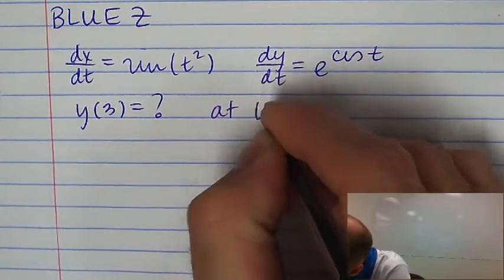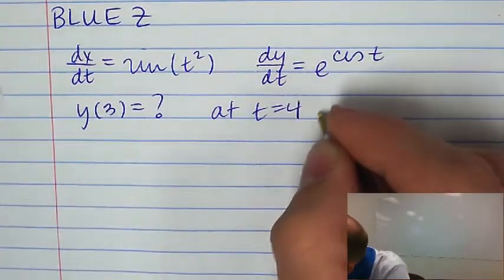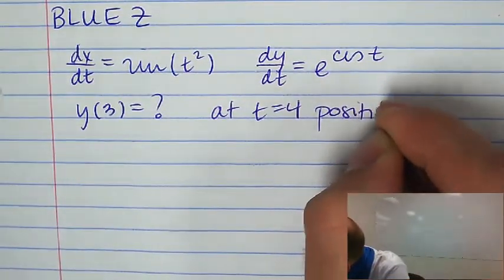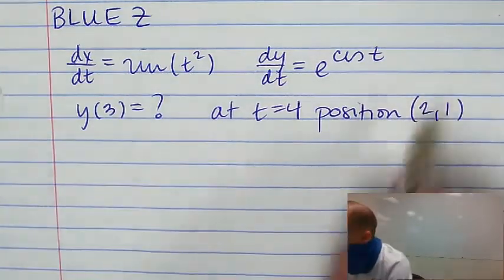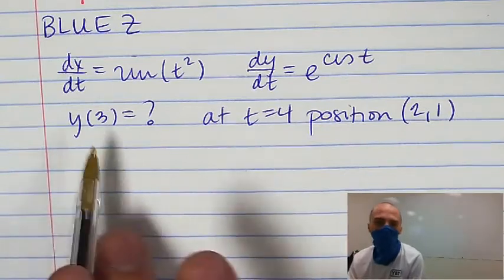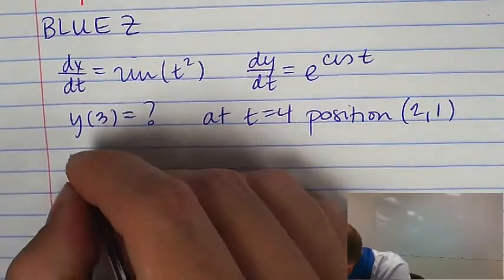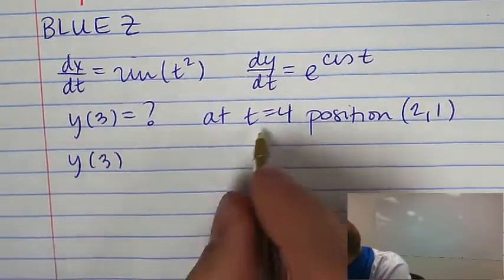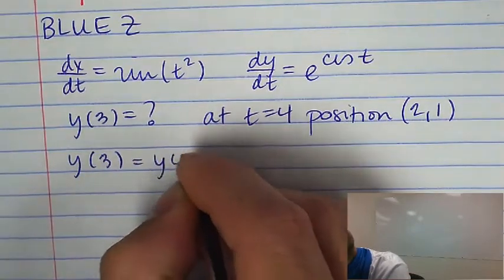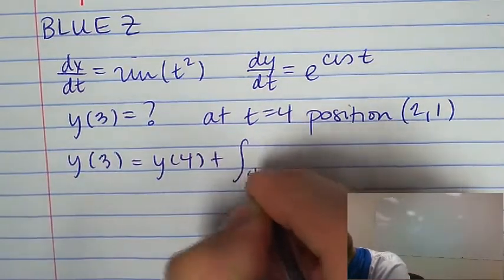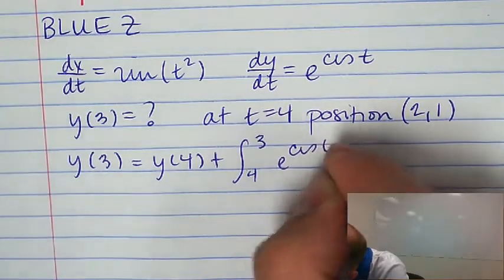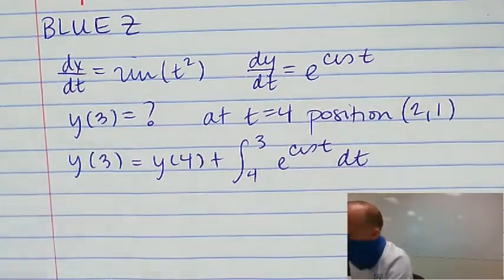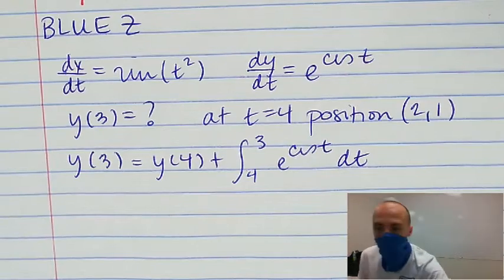So what they say is at t equals 4, the position is, what, 5, 2, 1. We don't care about the x coordinate because they're just asking us about y of 3. Well, I know how to find y of 3. That's going to be y of 4 plus the integral from 4 to 3 of y prime of t dt. And then I'm going to pull out a calculator.